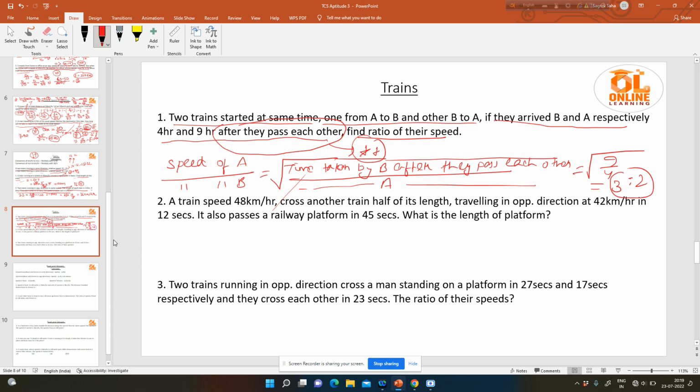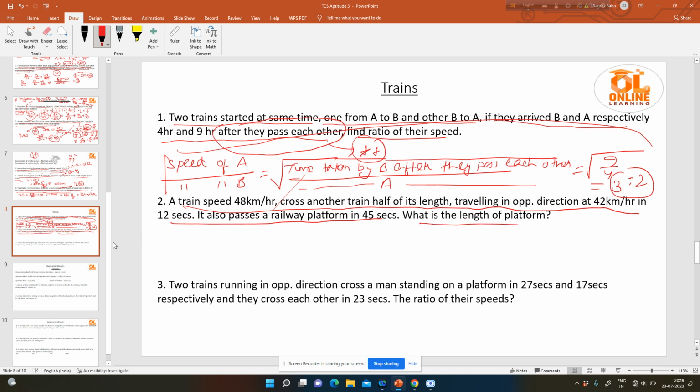So remember, whenever you see 'after they pass each other, find the ratio of their speeds', you have to apply this formula. It is a very, very important formula, and you can see direct questions using this formula. So remember it. Now the next question. A train with speed 48 km per hour crosses another train, half of its length, traveling in the opposite direction at 42 km per hour in 12 seconds. It also passes a railway platform in 45 seconds. What is the length of the platform?